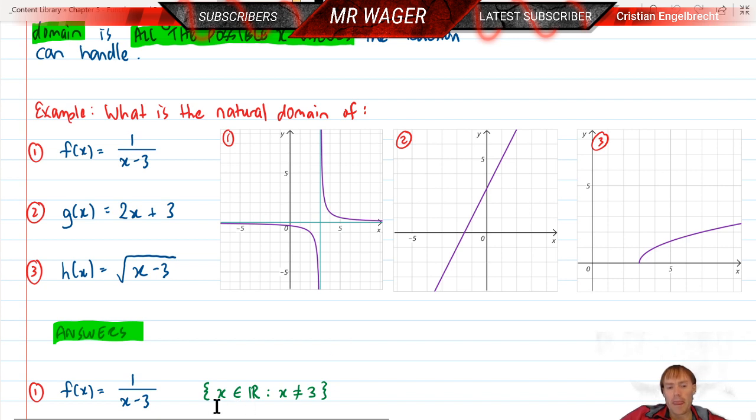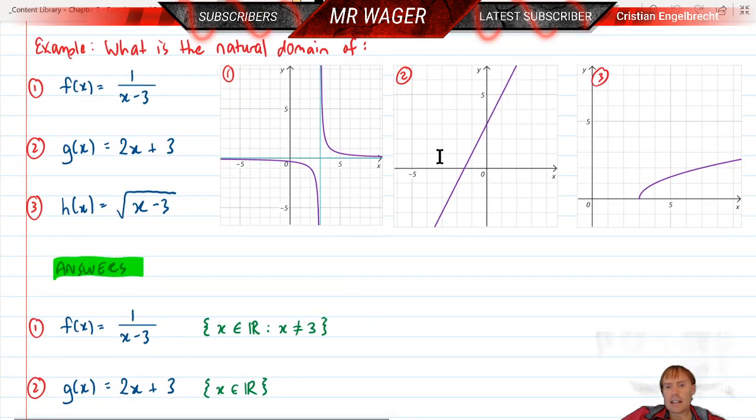So when we say x is an element of all real numbers, it means x can be anything, such that, and that's what the two dots mean there, x cannot equal 3. That's our restriction, our condition in here. In this particular example, 3 is the only value of x that this function cannot handle, and we put our little restriction afterwards. So we say x can be any number except 3. That's what that means, okay? So that's the first domain problem.